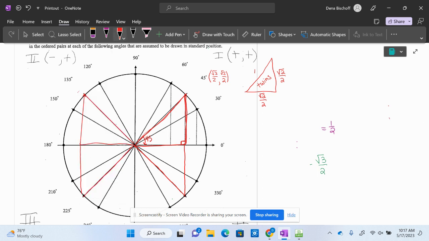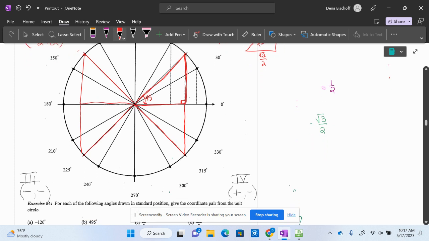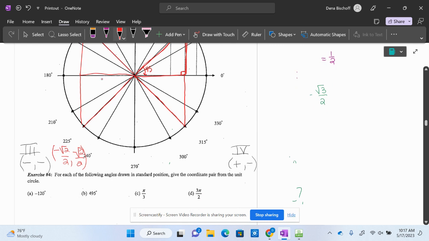So that means that the ordered pair for 135 is negative square root of 2 over 2 and positive square root of 2 over 2. Remember, these are the twins. They go together. Okay? And then the ordered pair for 225 degrees, well, x and y are both negative. So negative square root of 2 over 2 and negative square root of 2 over 2. Because again, these are the twins. They go together. And then 315 degrees, well, x is positive, so the square root of 2 over 2 and negative the square root of 2 over 2.